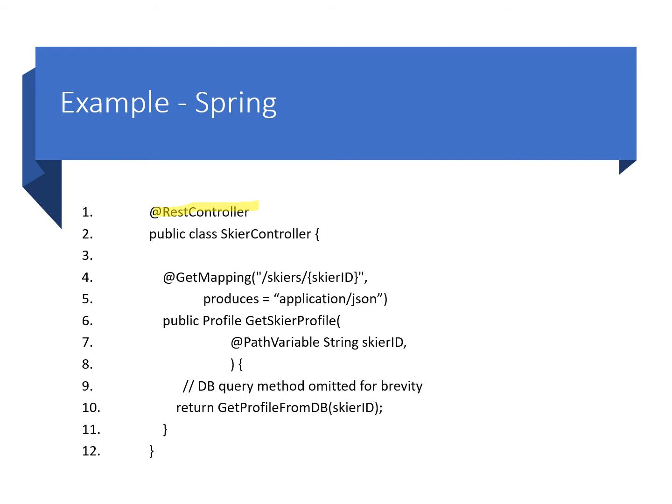We also define the mapping to the API with the getMapping annotation. This maps the API signature to a specific method and defines the format of the response body, i.e. JSON. We also have a path variable annotation, which identifies the parameter as the value that originates in the path from the URI that maps to this method.